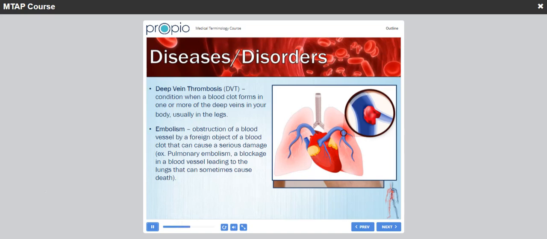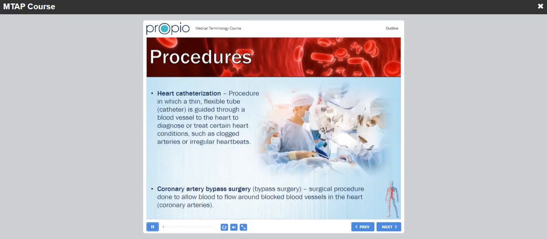Now we are going to cover some procedures related to the circulatory system. Coronary artery bypass surgery, CABS. It's pronounced as cabbage. The surgical procedure is done to allow blood to flow around blocked blood vessels in the heart.